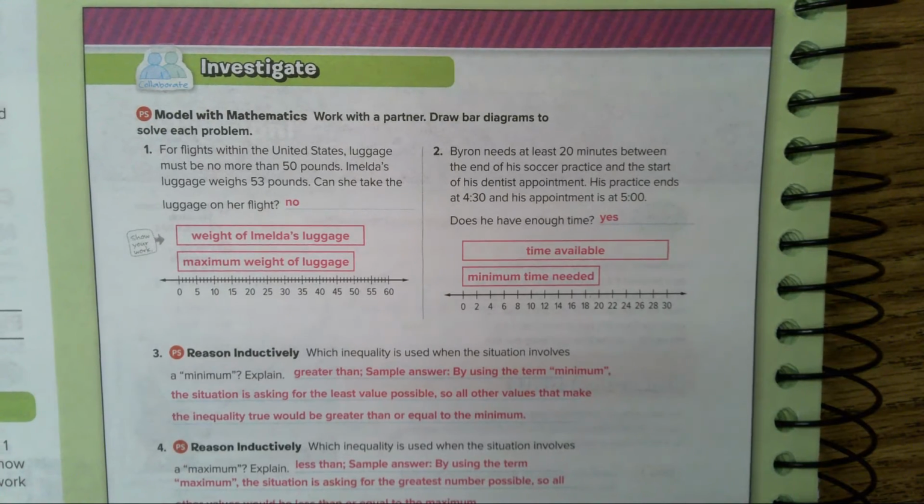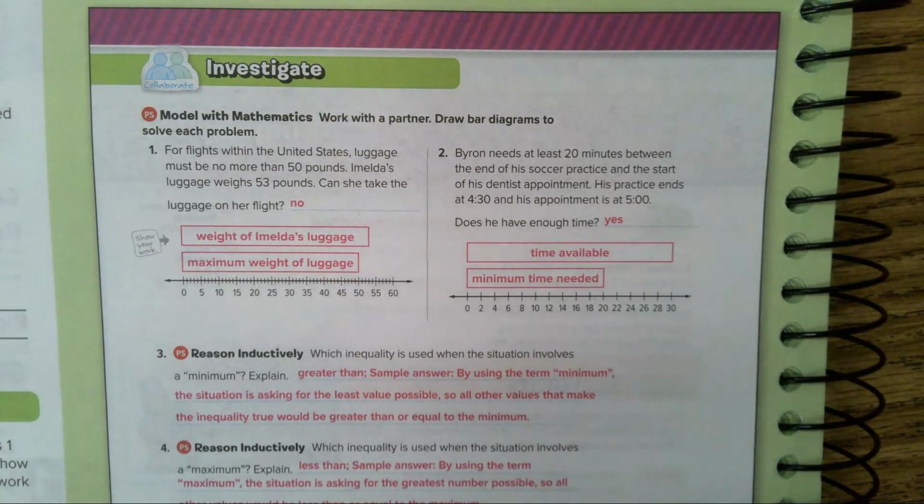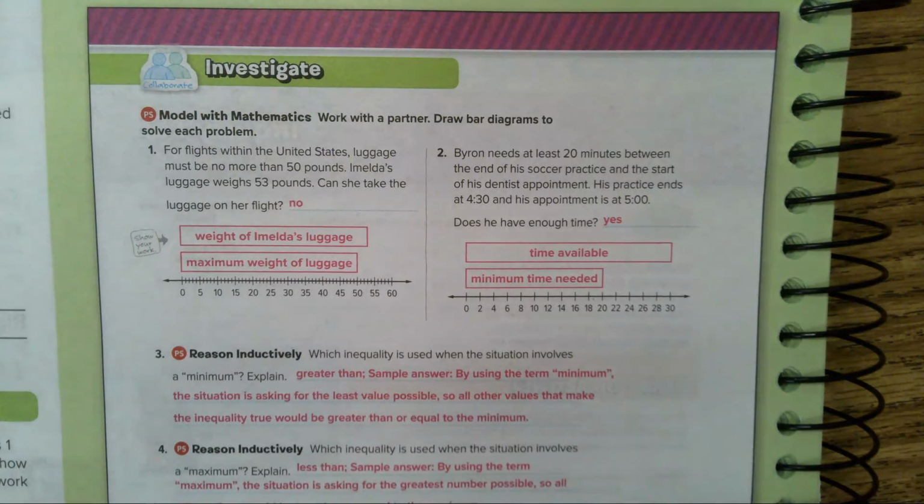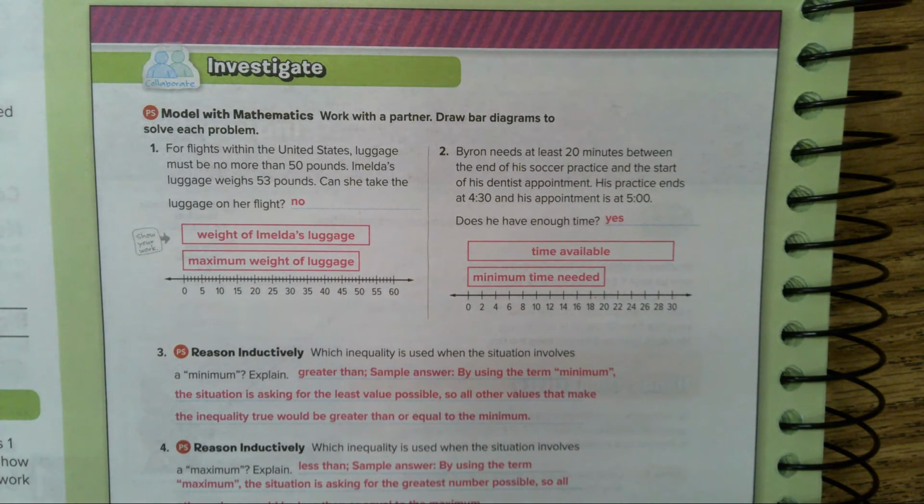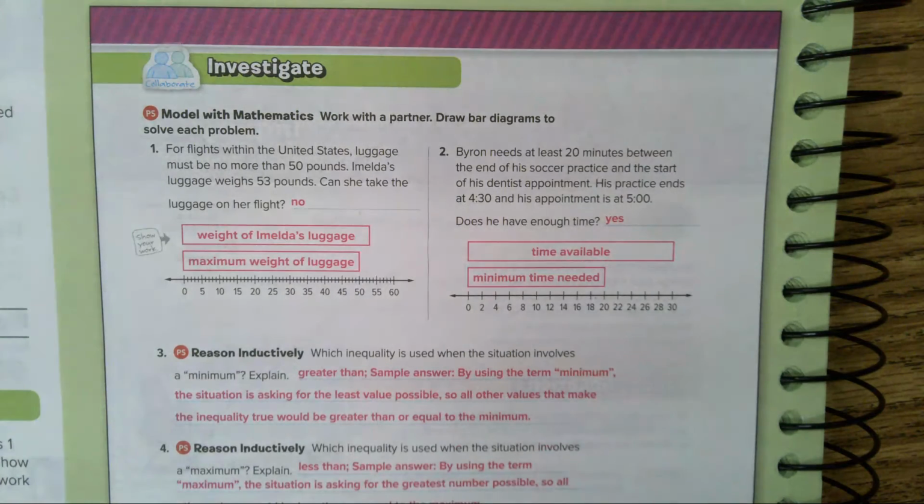Now let's look at number 3. Which inequality is used when the situation involves a minimum? Greater than. By using the term minimum, the situation is asking for the least value possible. So all other values that make the inequality true would be greater than or equal to the minimum. So you could have greater than or greater than or equal to the minimum. Everyone have that written down? Let's get that written down.